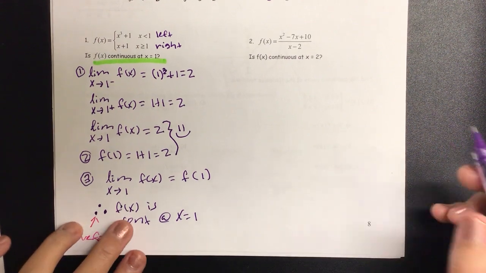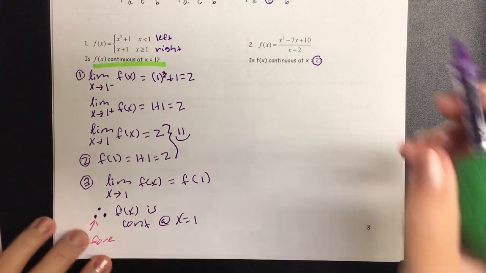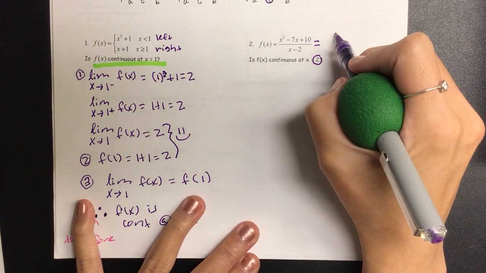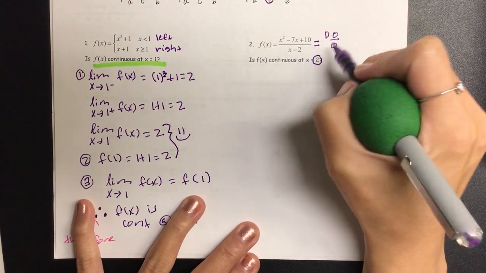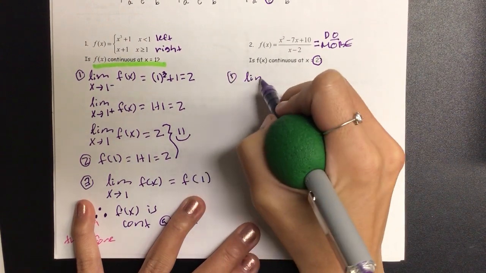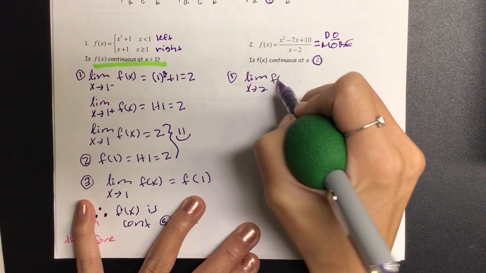First on this one, automatically, what should we do to this one? Plug it in. Everybody plug it in. And notice this is not a piecewise function, so we don't care about the left and the right. We're going to worry about this function itself. Do we all get 0 over 0? Yeah. So we need to do more. And typically that means factor. So step 1, limit as x approaches 2 of f of x.